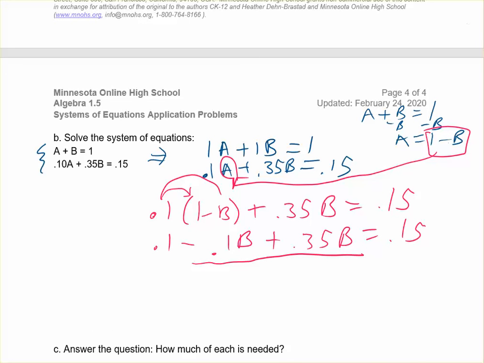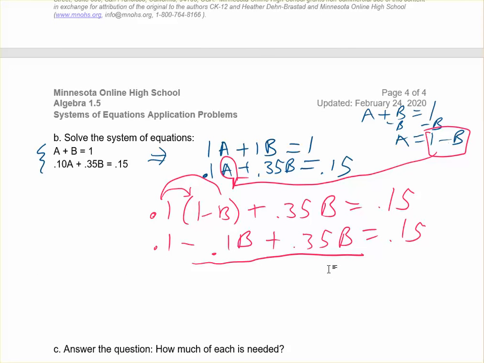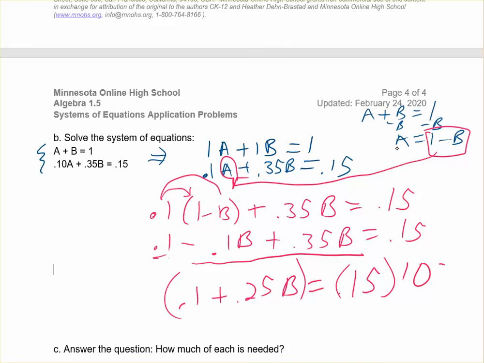Let's check that one on a calculator. So we have negative 0.1 plus 0.35, 0.25. So we have this 0.1 gets written down again, 0.1 plus 0.25B equals 0.15. At this point, I'm really tired of all these decimals, so I'm going to do something I should have done probably way at the beginning. I'm going to multiply both sides by 100. I'm worried that I'm going to lose one of my decimal points in here.